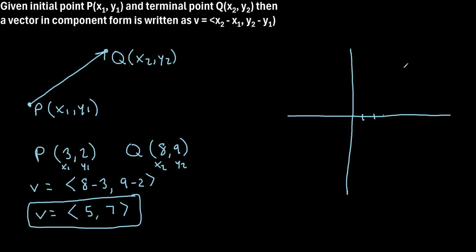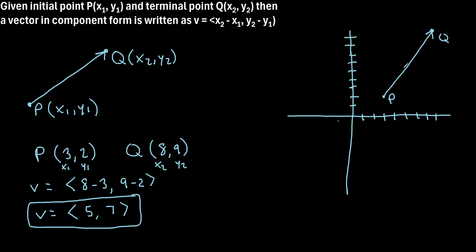So the initial point P is 3, comma 2. So here's P, and then Q is 8, comma 9. 3, 4, 5, 6, 7, 8, 9. Again, not drawn to scale, but just to give us an idea. So here's P, and here's Q. This was our initial vector, and we just found the component form to be 5, comma 7.